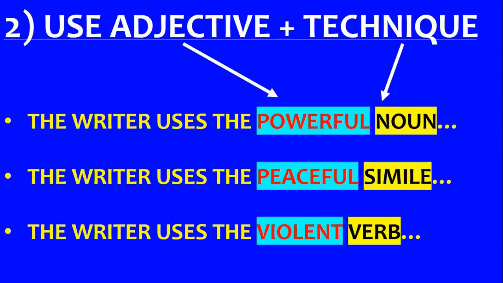So is it a noun? Is it a simile? Is it a verb? So the first one we're looking at is lashing. So that's a verb. So also, what kind of verb is it? So we've talked about this. So we've said it's powerful, but I'm going to go for violent. So violent is my adjective and my technique is verb. So I'm going to say the writer uses the violent verb.